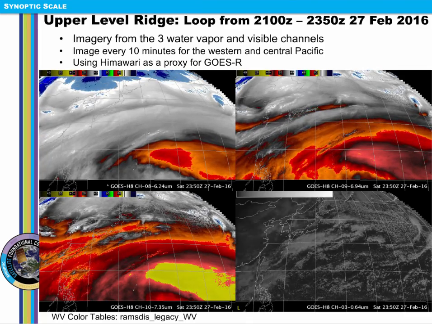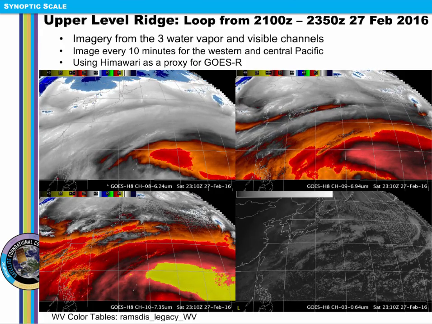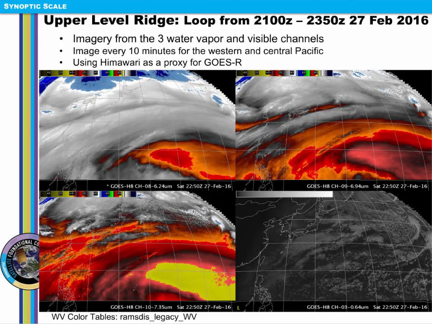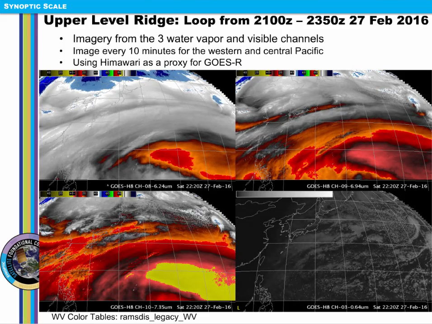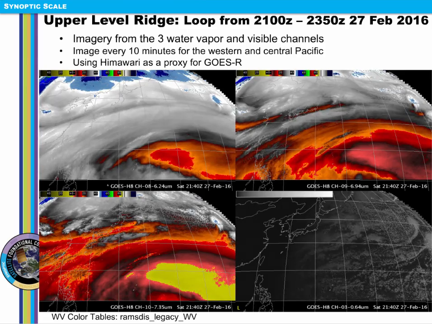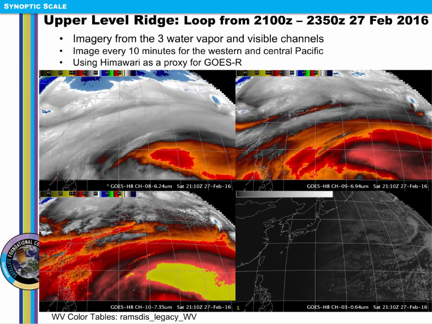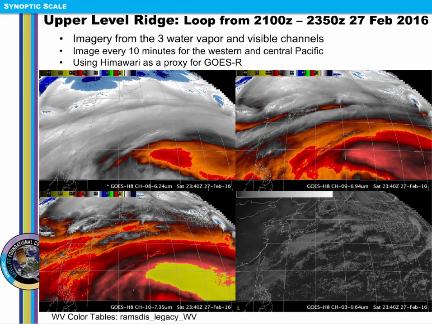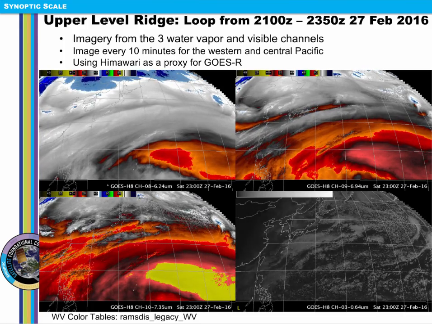We are using imagery over the Pacific from the Himawari satellite as a proxy for GOES-R, with 3 similar water vapor bands and visible imagery. In the next slides, we will highlight some features that we can identify on the water vapor imagery. We will annotate on the loop since it is a short loop, and the features identified do not change that much over the course of a few hours.